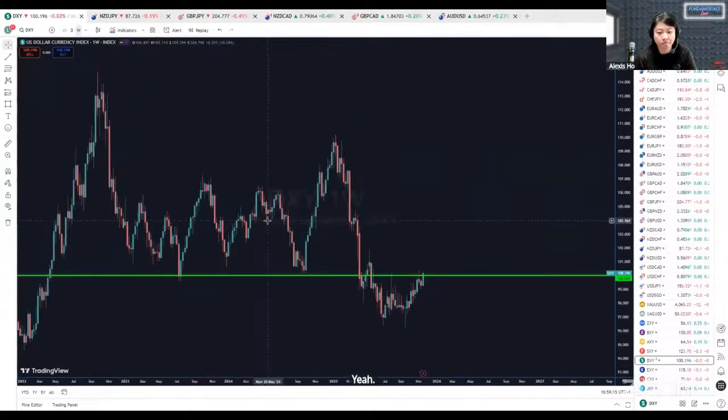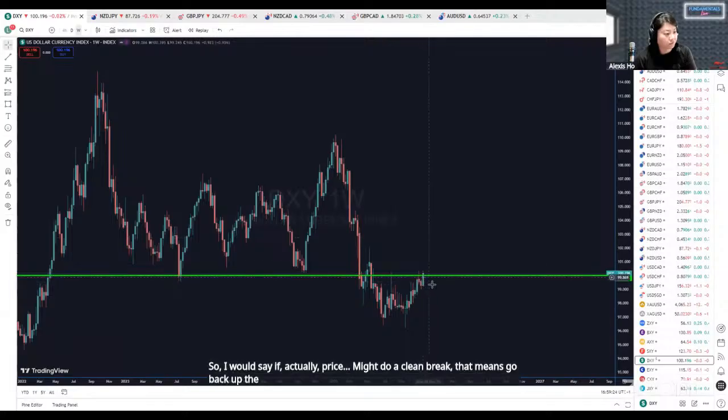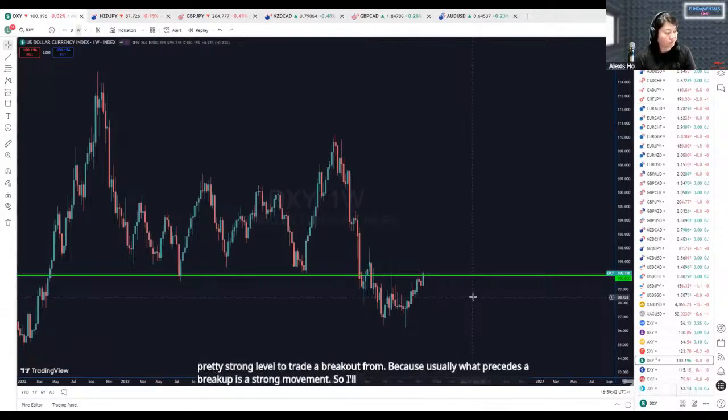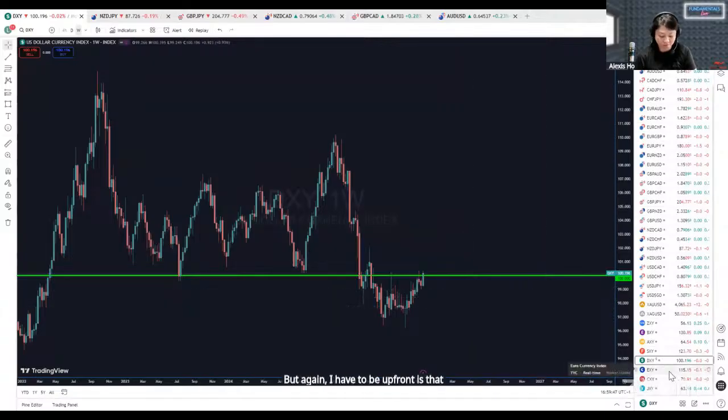Now I don't respect my chart, so I would see if price might do a clean break, that means going back up through 100 or breaking down. I do not know, actually. But at least the $100 level proves to be a good level to trade if price does have a break. It's a pretty strong level to trade a breakout from, because usually what precedes a breakout is a strong movement. So I'll be waiting patiently for that, but again, I have to be upfront that I'm not entirely sure.